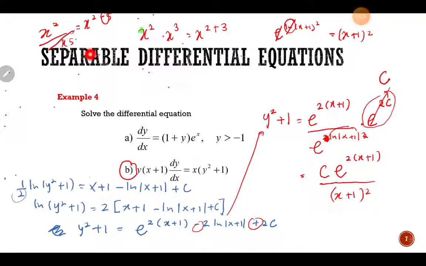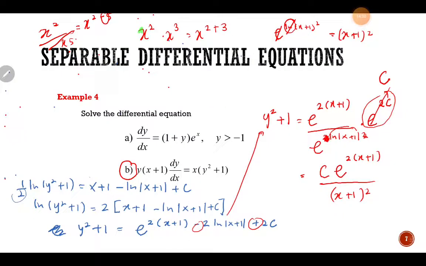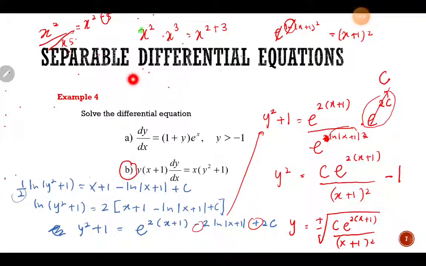Alright. Tapi tak siap lagi. Kita nak dapatkan Y. So nak dapatkan Y maknanya Y square sama dengan tolak 1 lah yang ni. So our Y will be square root of plus minus C E the power of 2 X tambah 1 over X tambah 1 square tolak 1. Everything in the square root. Okay, so dengan ni kita dah dapat jawapan lah untuk B.